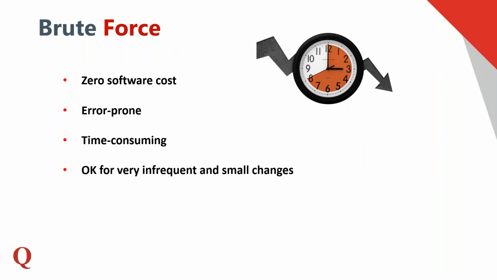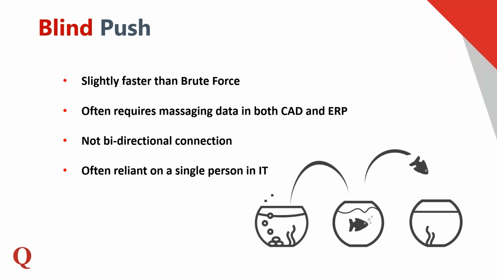Now, that might be okay for something that's very infrequent or small changes, but if you're in a growing company and you're looking to scale, then that's just not going to cut it when you get to more frequent changes and larger changes. So you might look at maybe step 2, something that we call a blind push, just blindly pushing data into Acumatica. You might be doing this with an Excel import or some kind of export process there. This could be slightly faster than brute force.